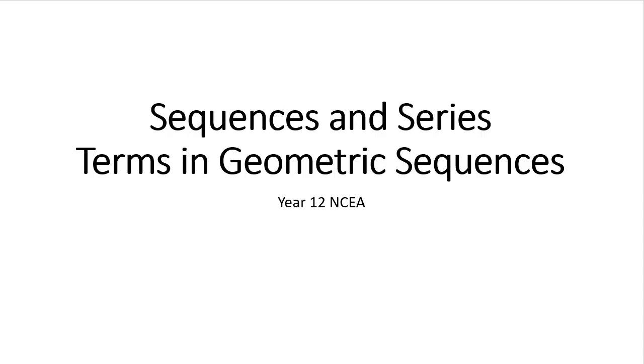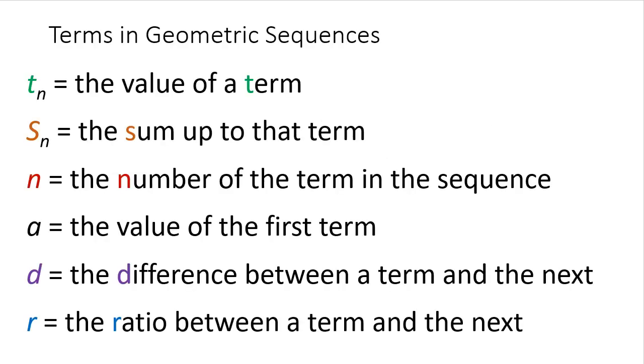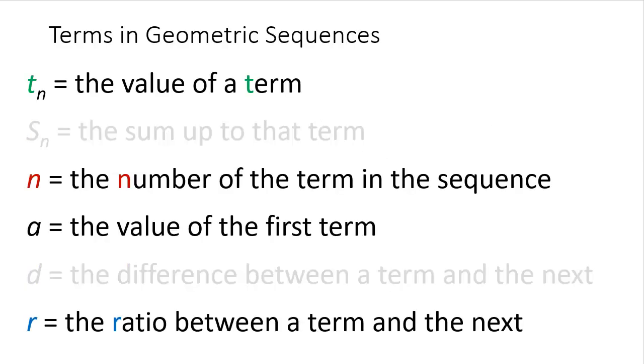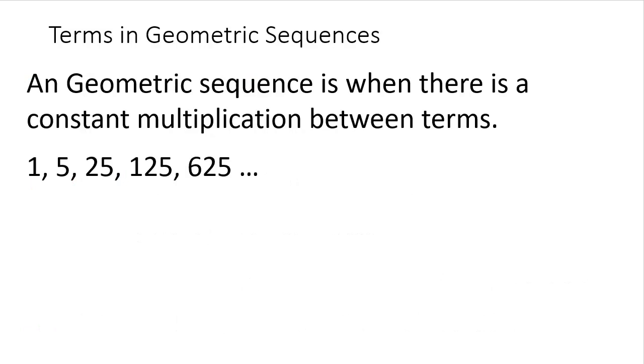Sequences and series, this time with geometric sequences. These are our terms, but we're not going to use the sum because we're finding terms, and we're not going to use difference because we're going to find common geometric ratio sequences. So it's a multiplication each time: 1 times 5, 5 times 5 is 25, 5 times 25 is 125, and so on.